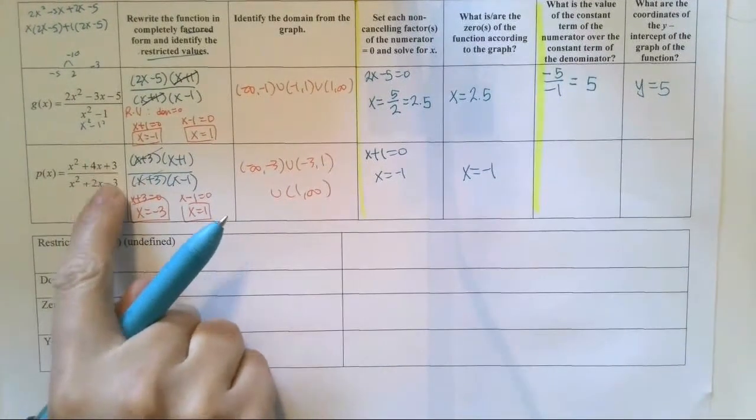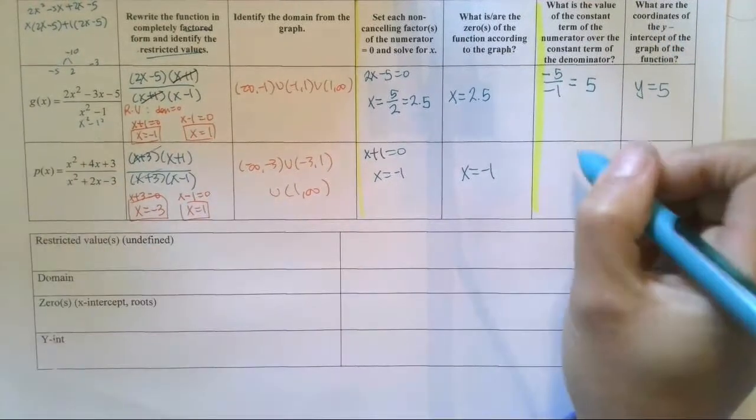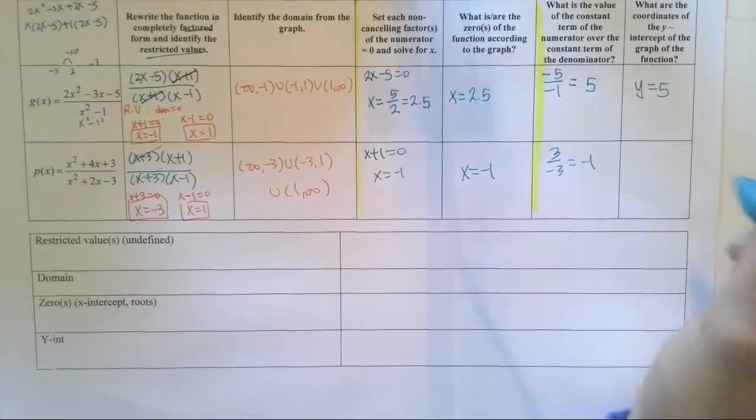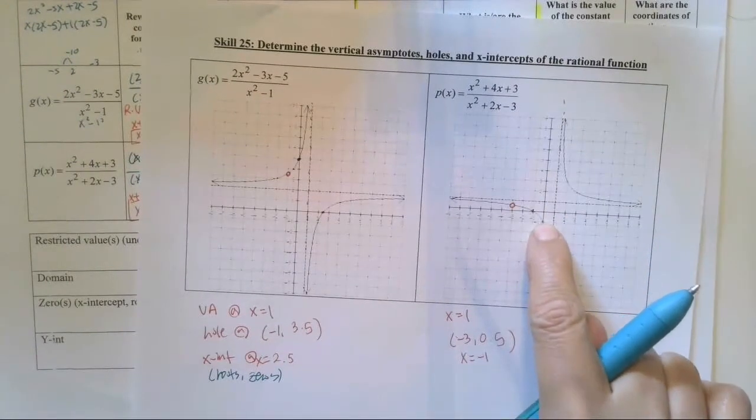Alright, next. Constant term of the numerator over constant term of the denominator. So I go back to the equation, the function here. Constant term of the top is 3. Constant term of the bottom is -3. 3 over -3 is -1. Y-intercept is -1.